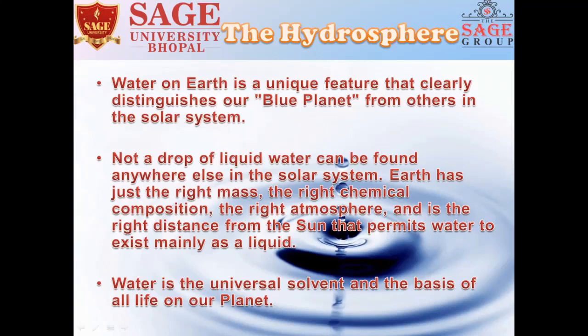Here are a few points on hydrosphere. Water is the universal solvent and the basis of all life on our planet. Water on Earth is a unique feature that clearly distinguishes our blue planet from the others in the solar system. And the third point is very unique and very beautiful: not a drop of liquid water can be found anywhere else in the solar system. Earth has just the right mass, the right chemical composition, the right atmosphere, and is the right distance from the sun that permit water to exist mainly as a liquid.